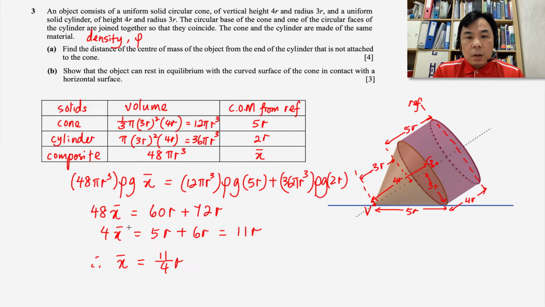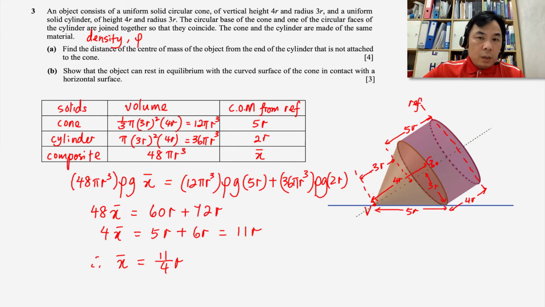All right. Now the next part, B, we need to show that the object can rest in equilibrium with the curved surface of the cone in contact with the horizontal surface. Now I have already put it in that position, which can be represented by this question here. So the slanted or curved section is in contact with the horizontal surface. This is how it looks like, right?